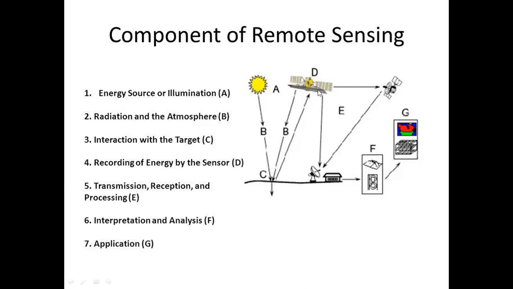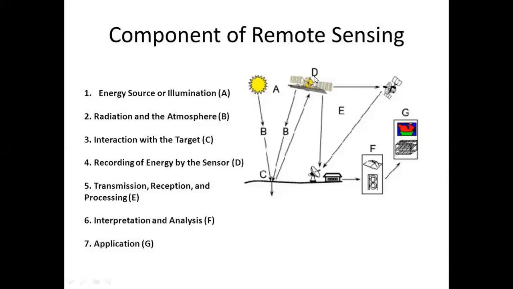Means the sensor only records the energy which is reflected from the earth surface. So the sensor or satellite is the fourth component or element of the remote sensing process.